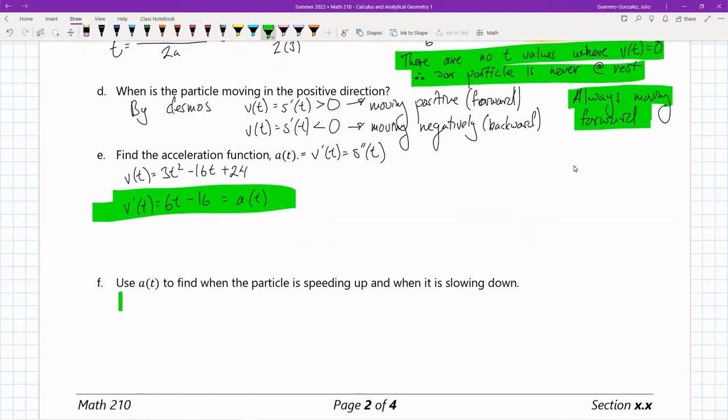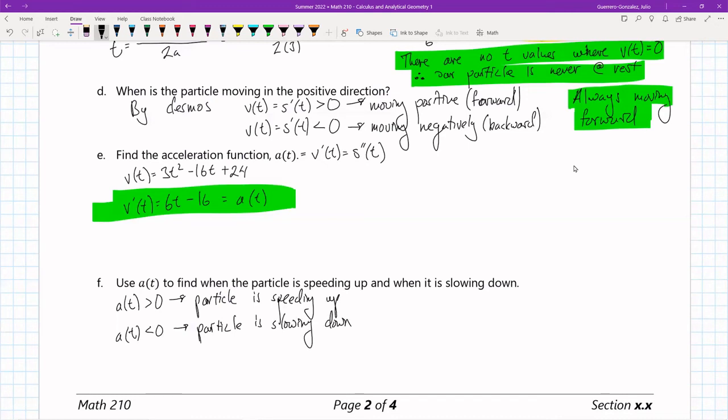The same thing is happening with the acceleration. So when a of t is bigger than 0, this means the particle is speeding up. And when a of t is less than 0, then the particle is slowing down. It's decelerating.